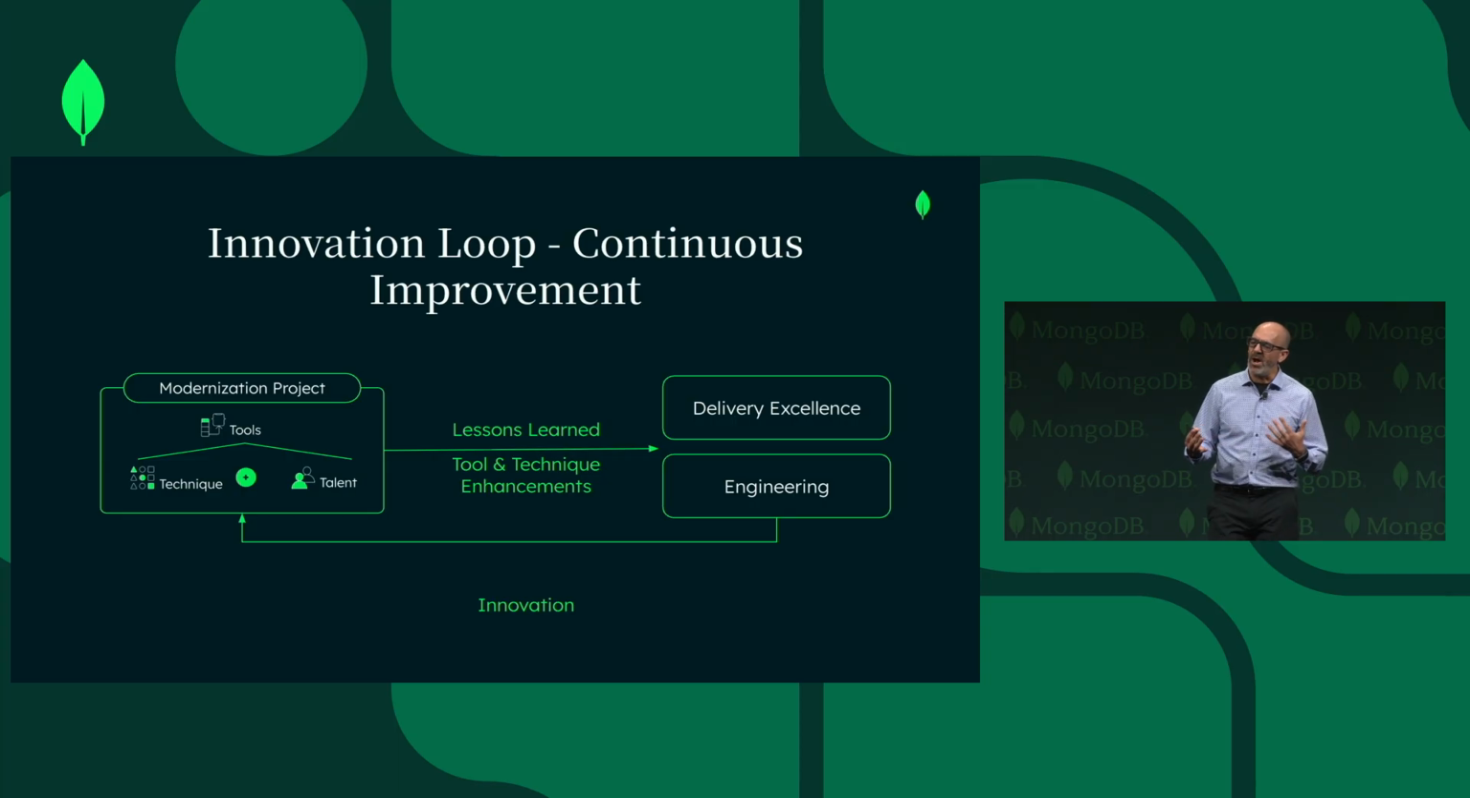The other really powerful thing about AMP is that it is continuously getting better. We have organized what we call an innovation loop, so that as we deliver projects, develop new methodologies, enhance tools or come up with new ideas for tooling, those lessons learned are fed back into our engineering team, and those new capabilities are very quickly encapsulated in the tooling or the technique, so that the next project goes even faster.